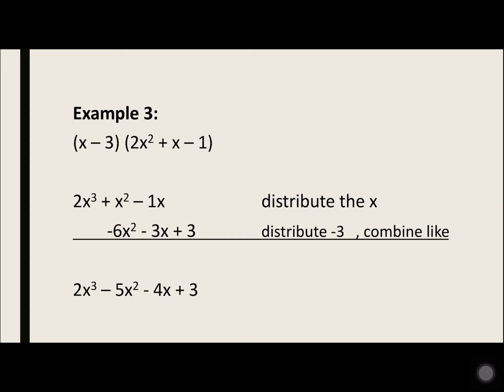Distribute the negative 3. Negative 3 times 2x squared, negative 6x squared. Negative 3 times x, negative 3x. Negative 3 times negative 1 is positive 3.